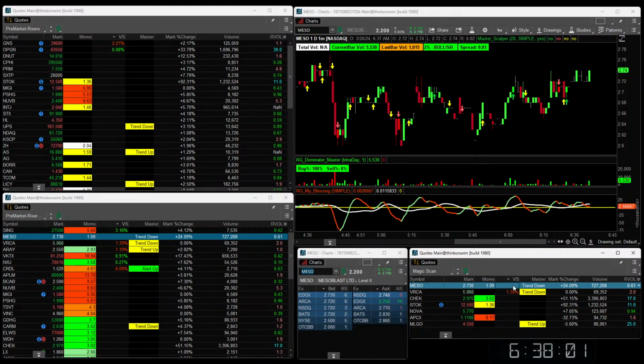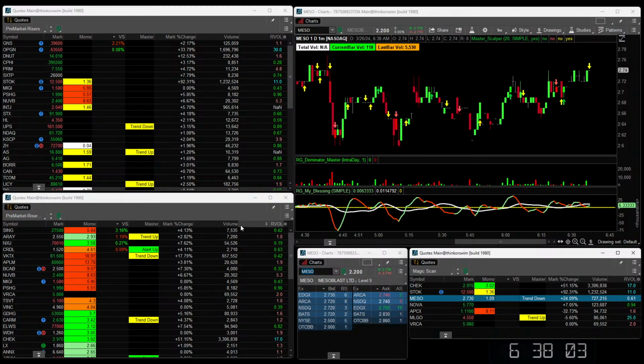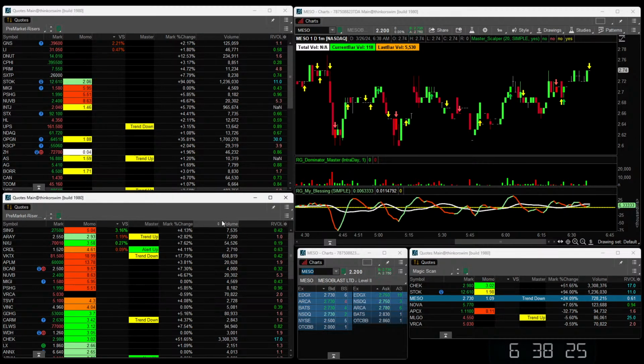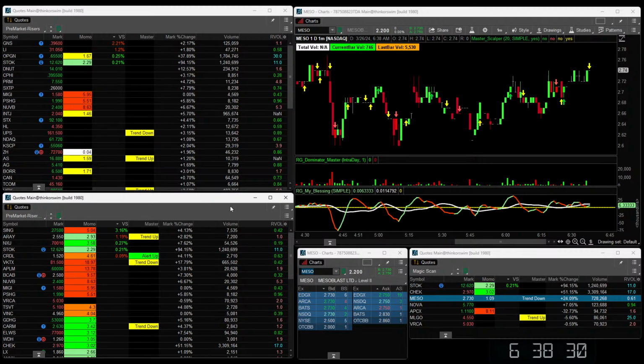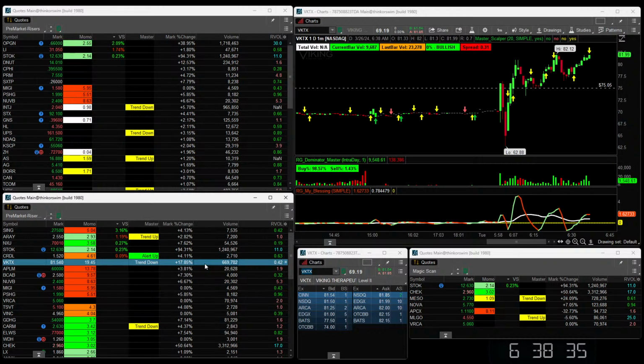Miso on the top of Magic Scan, making a little bounce. Just moving around, no volume whatsoever. This is what I mean: if there's no volume and you're the only one buying, you can affect the price. But that low volume doesn't mean it's going to keep going. BKTX right here.